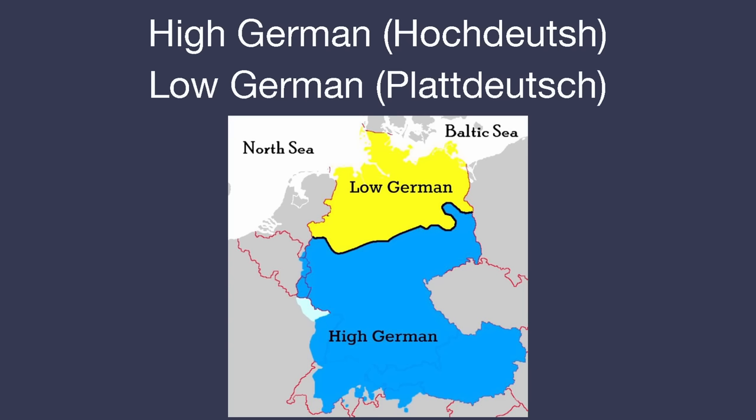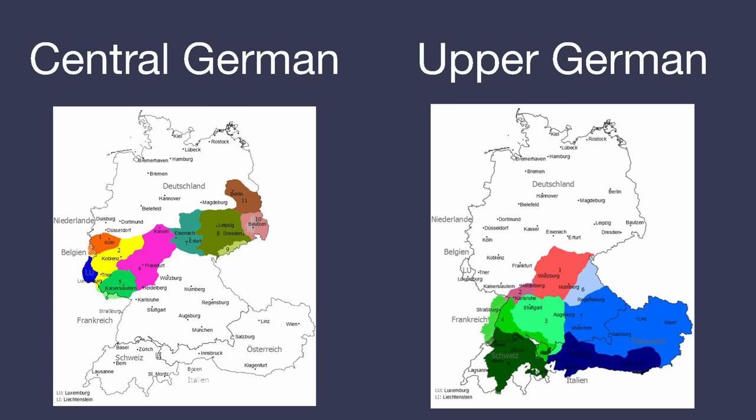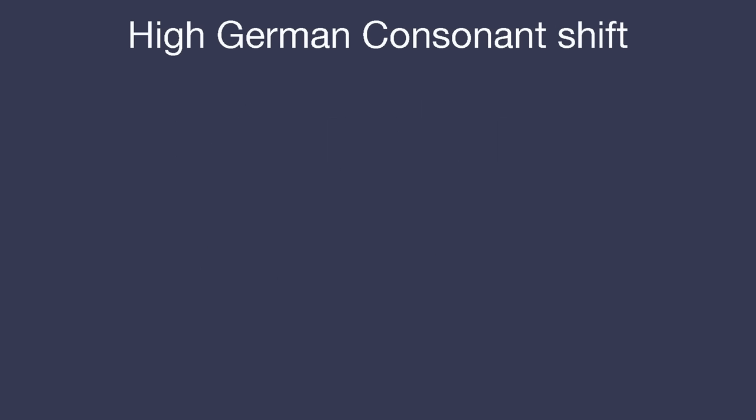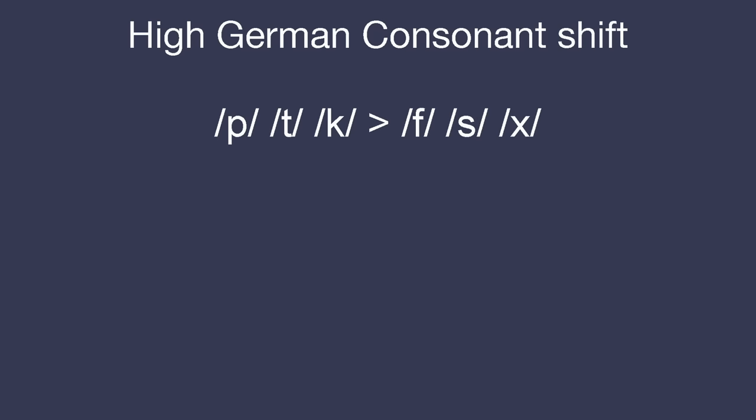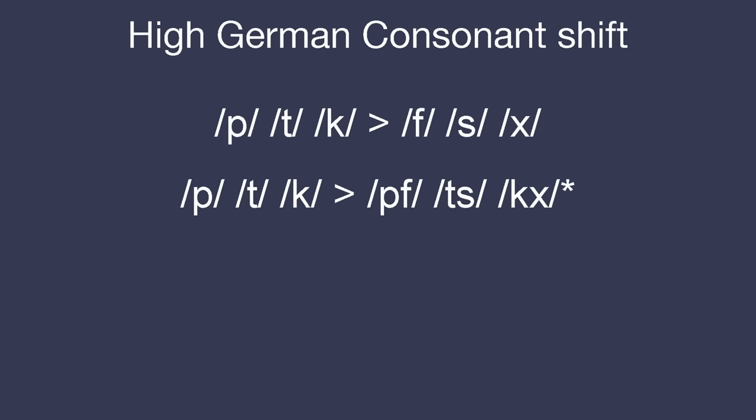German varieties are generally divided between High and Low German, Hochdeutsch and Plattdeutsch, with Low German spoken in northern Germany and High German spoken elsewhere, which can be further split into Central German and Upper German. I'll talk more about the dialects later, but for now, Standard German. It underwent the High German consonant shift, also affecting the aforementioned High German varieties. Voiceless stops p t k became fricatives f s x in some contexts, and in others, they affricatized to pf ts kx, though the last sound doesn't occur in Standard German.